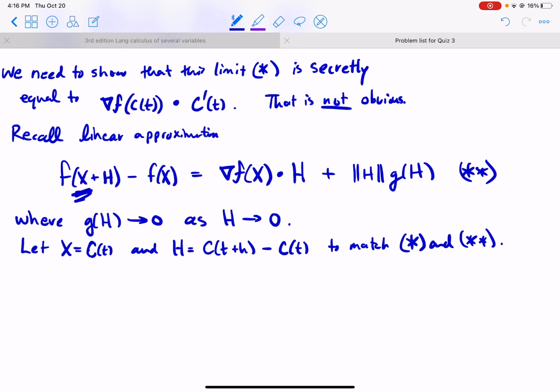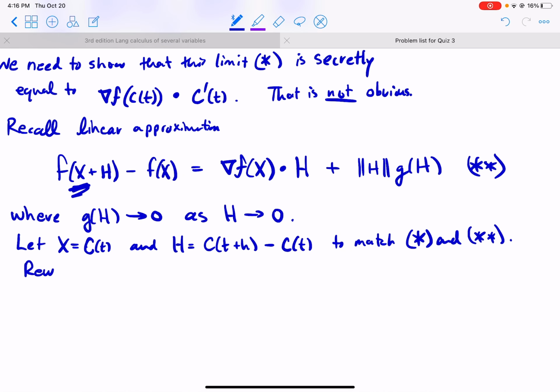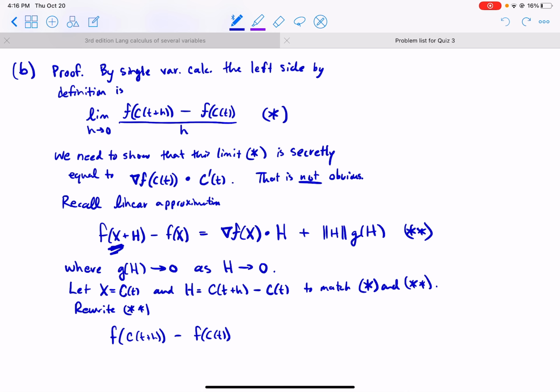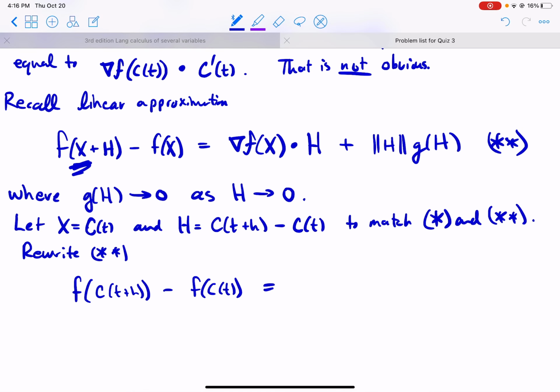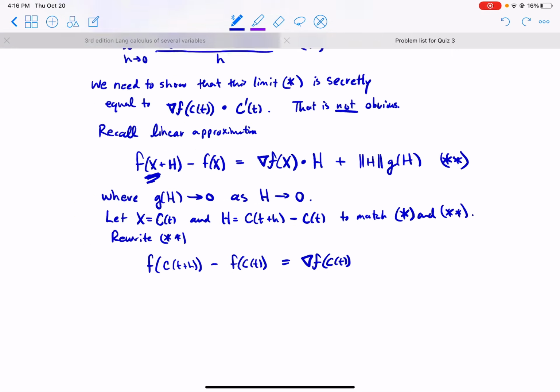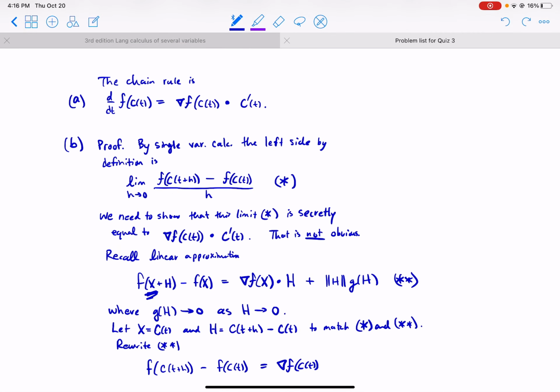Now rewrite double star with these new substitutions. We get f of, well, now x plus H becomes c of t plus h. Check this. If you put this and this, that really works. Minus f of x, where x is c of t. And that is exactly the numerator up there. So things are going quite well for us. Equals grad f at x, which is c of t. And now things are going very well because the chain rule says that this should be involved, and that's exactly what we get.